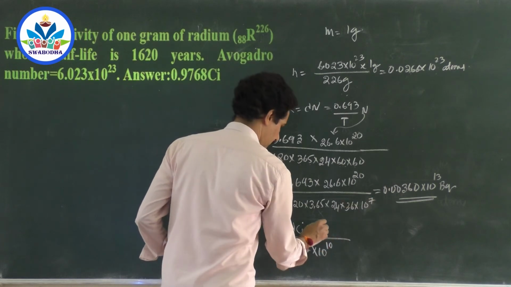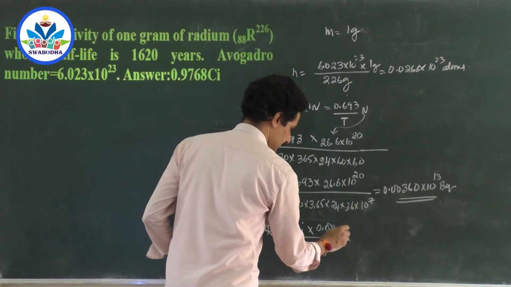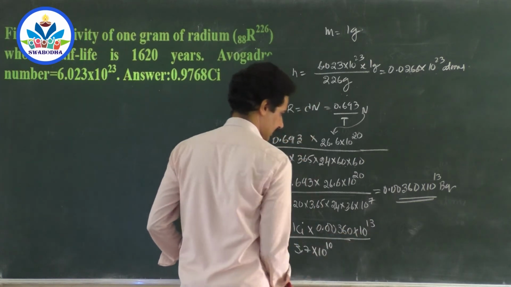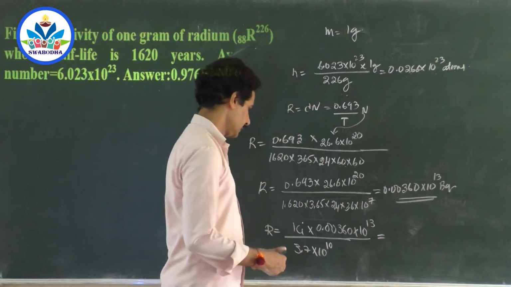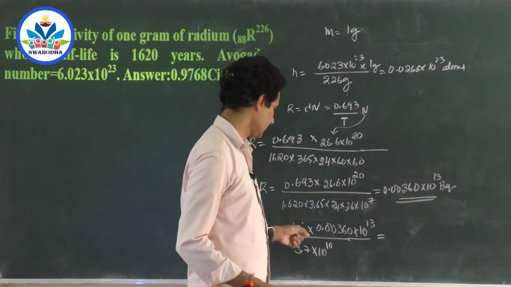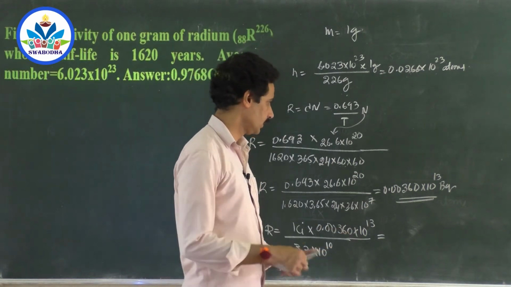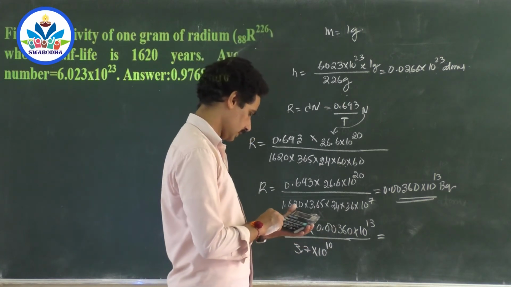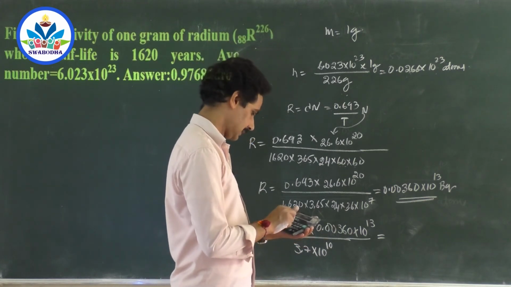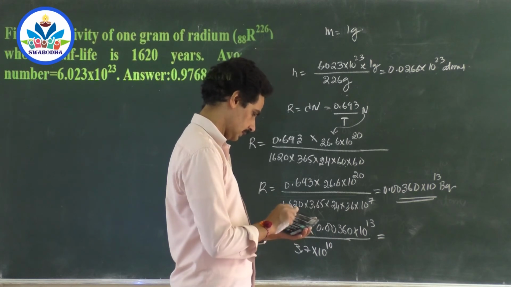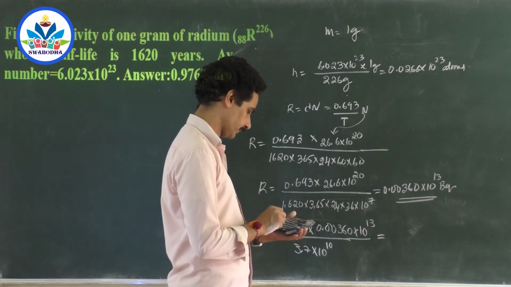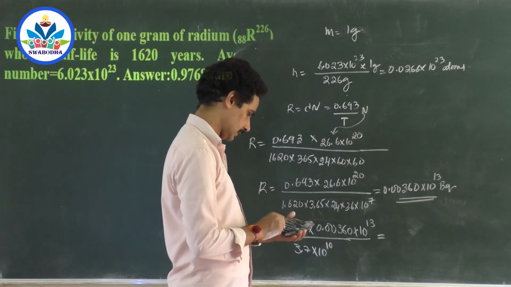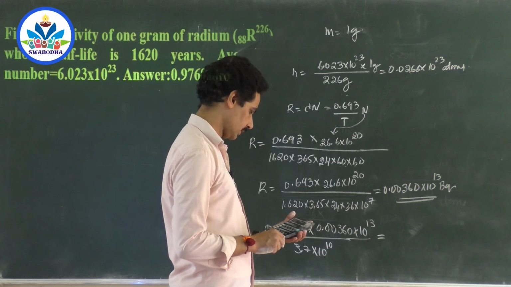What about this one? 0.00360 into 10 to the power 13 disintegrations per second is how much Curie? 3.7 into 10 to the power 10 is 1 Curie. 0.00360 into 10 to the power 13 is how much? Yes, 0.00360 divided by 3.7 is equal to 0.00097.